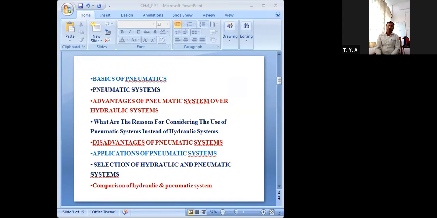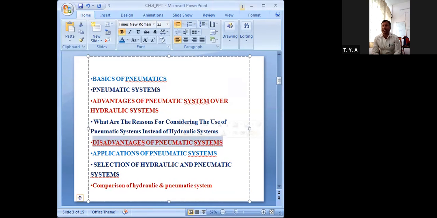Now, along with these advantages, there are some disadvantages or limitations of this pneumatic system that we will discuss here. Okay, disadvantages. The first disadvantage is that due to the high compressibility of the air, the pneumatic system cannot provide precise actuator control and precise position control. Getting it? That is the first disadvantage or limitation.